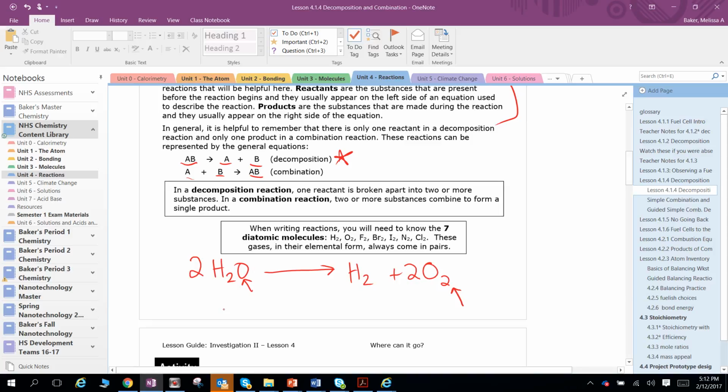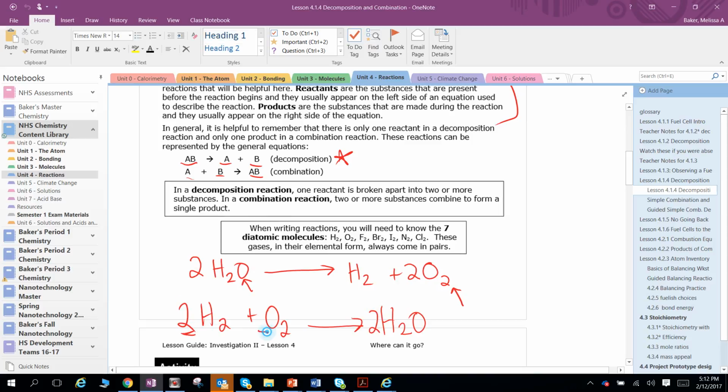The combination reaction that we saw was when we made our propeller go in lesson 4.1.3. We took hydrogen gas and oxygen gas, and we were making water vapor in the fuel cell. Again, you're going to start seeing what's called a coefficient out in front, and if there's nothing written, that just means there's 1 of the molecule there.